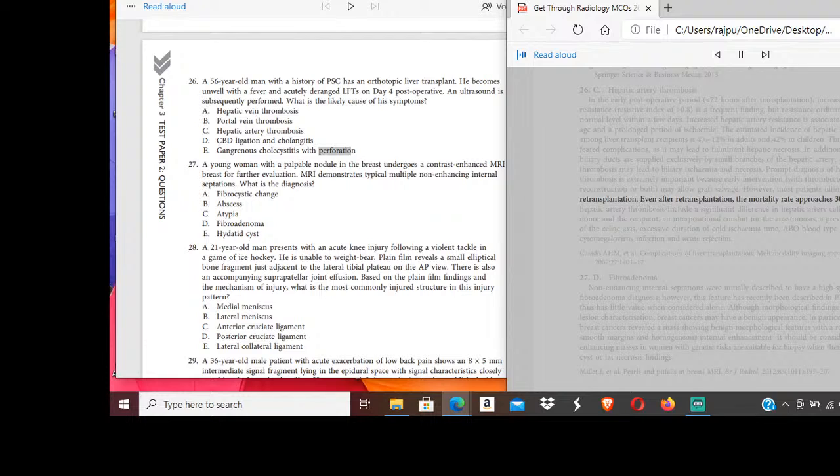Risk factors for hepatic artery thrombosis include a significant difference in hepatic artery caliber between the donor and the recipient, an interpositional conduit for the anastomosis, a previous stenotic lesion of the celiac axis, excessive duration of cold ischemia time, ABO blood type incompatibility, cytomegalovirus infection and acute rejection. Kaddu AHM, et al. Complications of liver transplantation.